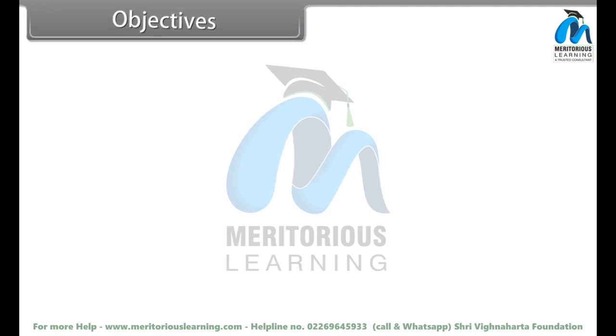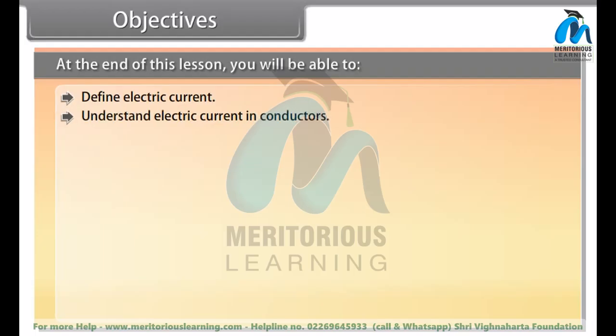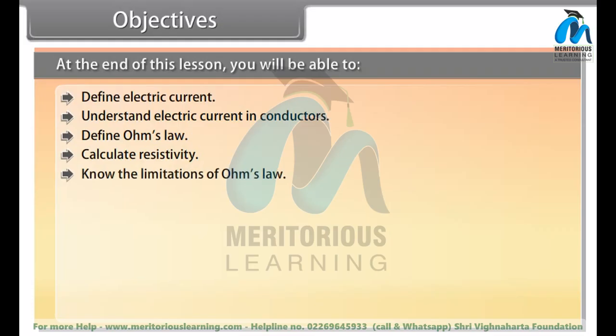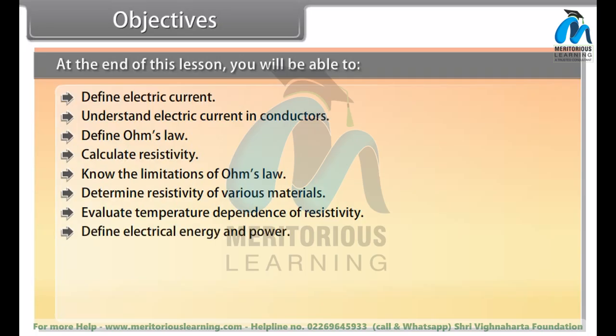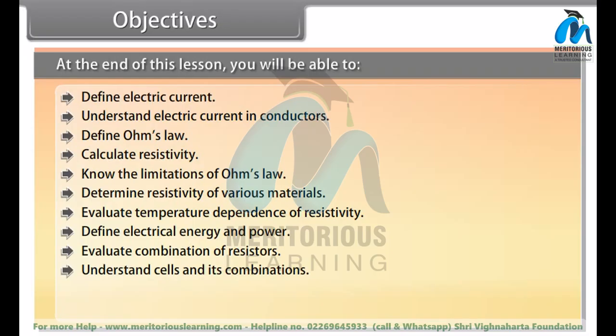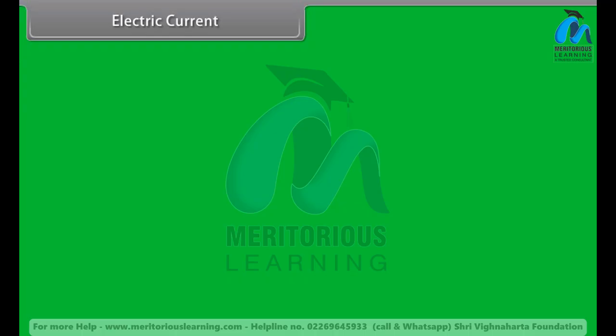Objectives. At the end of this lesson, you will be able to define electric current, understand electric current in conductors, define Ohm's law, calculate resistivity, know the limitations of Ohm's law, determine resistivity of various materials, evaluate temperature dependence of resistivity, define electrical energy and power, evaluate combination of resistors, understand cells and its combinations, state Kirchhoff's law, define Wheatstone Bridge, meter bridge and potentiometer.